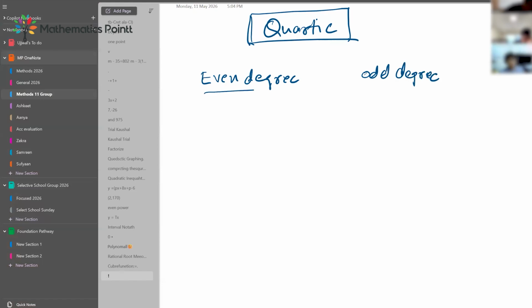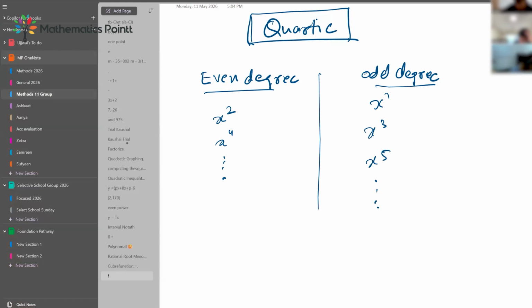Now, even degree polynomial means the power of 2, which is x squared, power of 4, and so on. Odd degree polynomials are linear, which is x raised to the power of 1. We don't write 1, so it's x. Then x cubed, x raised to the power of 5, and so on. Right? So they are called even degree and odd degree polynomials.